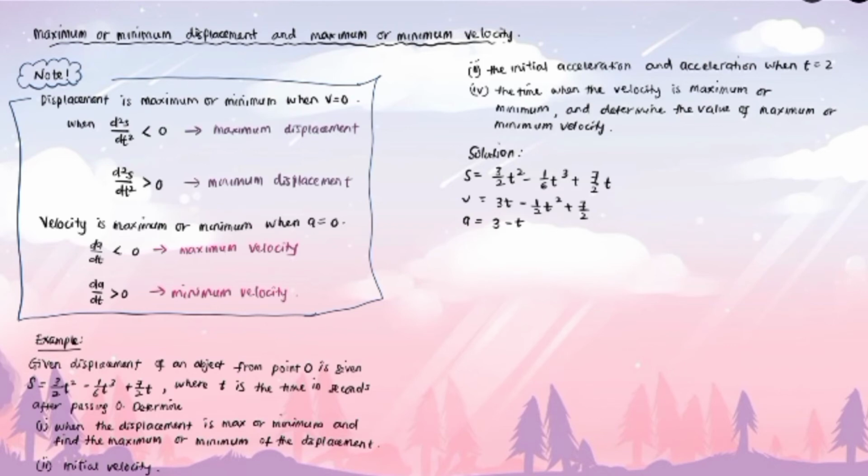Okay, to answer the questions here, when the displacement is maximum or minimum, and find the maximum or minimum of the displacement. So we will look at the displacement function. Since it asks for maximum or minimum, we look at the function below s, which is v, so v is equal to 0. So 3t minus 1 over 2 t square plus 7 over 2 is equal to 0. So this one is a quadratic equation.